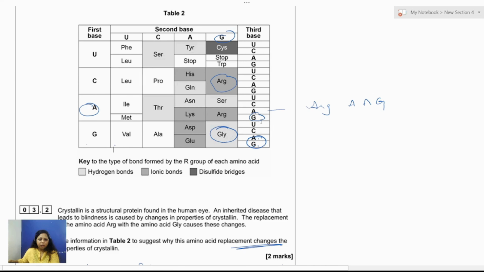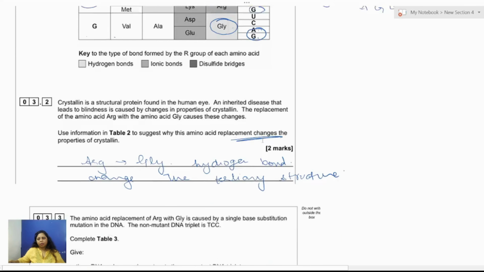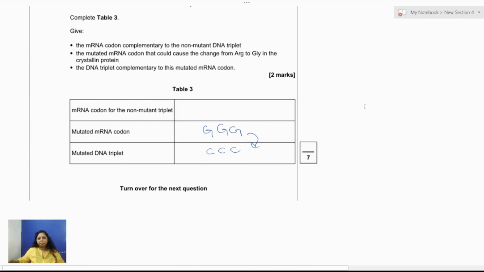Why not AGA? Because both are coding for ARG, AGA and AGG. So we're talking about the non-mutant DNA. That's why we have selected AGG. Okay.